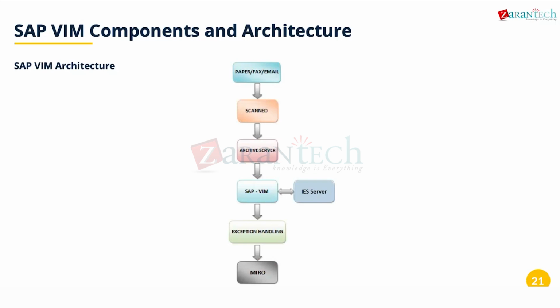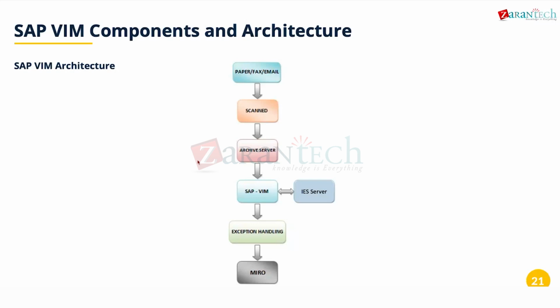Okay. So we have a paper-based invoice, and then we have something like email, where if we have the attachment, it is handled automatically. If it is paper, it will be scanned. But once the scanning or the email comes, it will directly sit in the archive server.